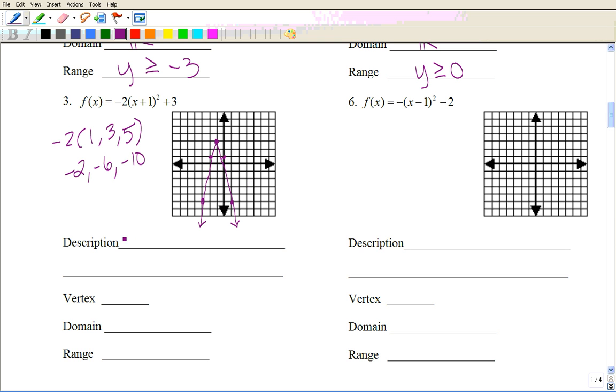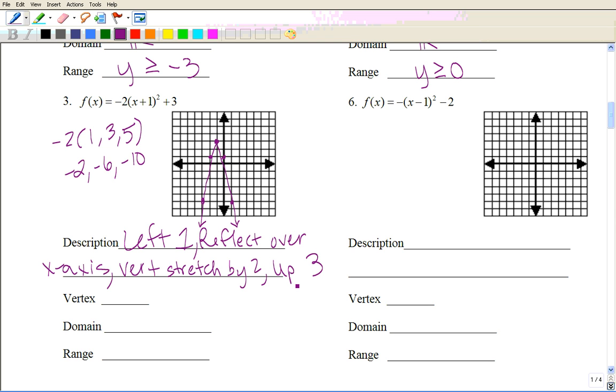My description, the plus 1 tells me I went to the left 1. The negative in the front says we reflected over the x-axis. And then the 2 says we did a vertical stretch by 2. And then we also went up 3. So my vertex is at -1, 3. My domain is all real numbers. And my range is y is less than or equal to 3.